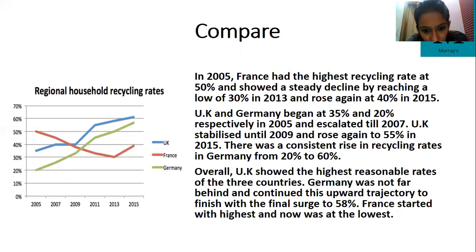UK, that is the blue line, and Germany, that is the green line. It began at approximately 35 and Germany began at 20, respectively, in the year 2005, and they both rose till the year 2007, or you can even write 2008, and rose again to 55% in 2015. Here we are talking about UK. UK got stable until 2009, but then again it showed a rise to 55% in the year 2015. You can even write 60% here.